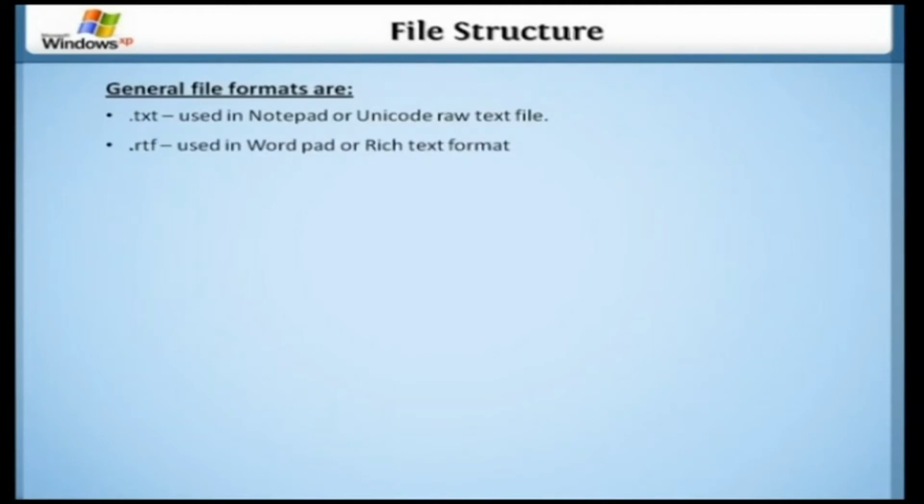The general file formats that we use mostly or come across frequently are .txt. This file format is used in Notepad or Unicode raw text files. .rtf. This file format represents the WordPad or rich text format. If you save any file in WordPad automatically, it is saved in the .rtf format. .doc. This file format represents the Microsoft Word program.